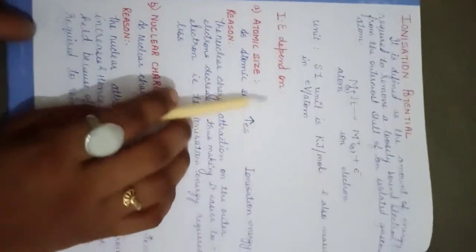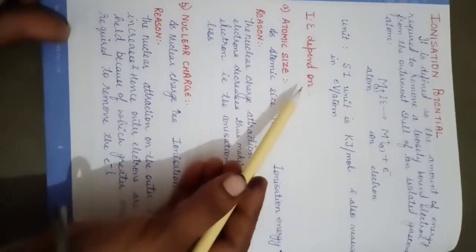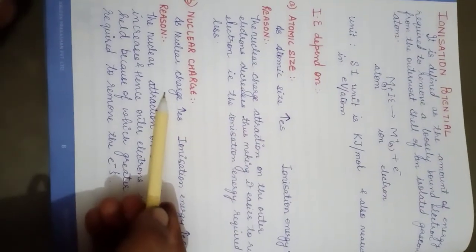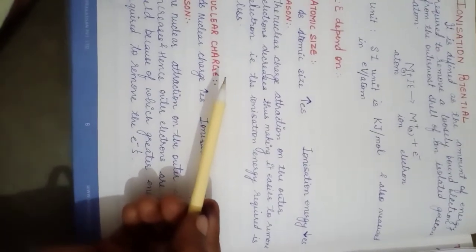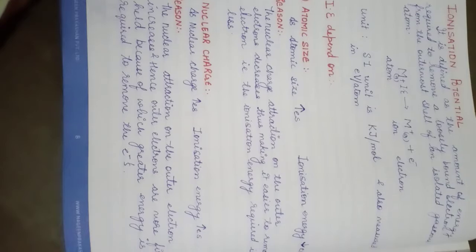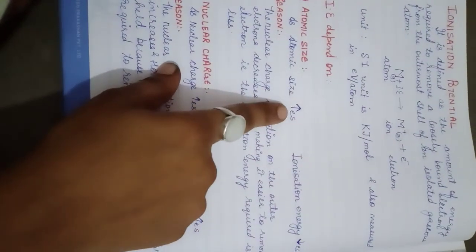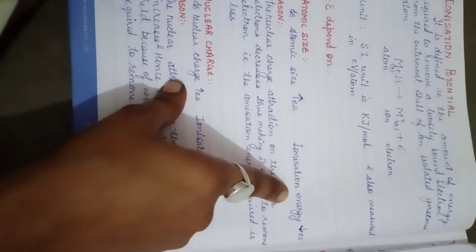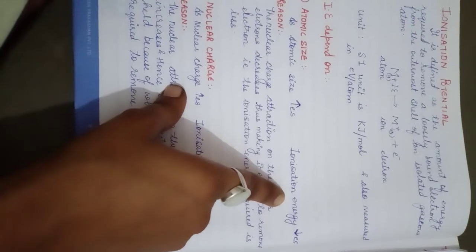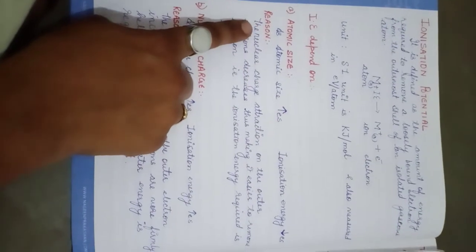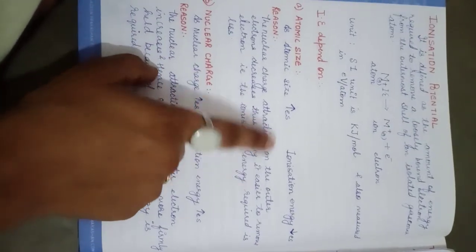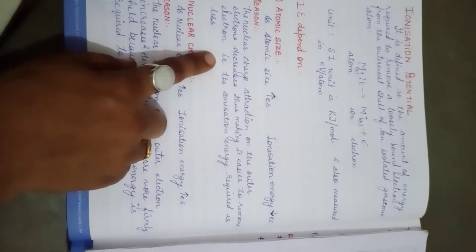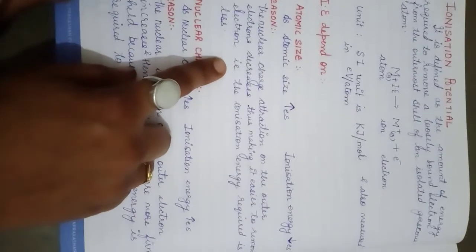Now let us see the next topic: ionization potential depends on two factors, that is atomic size as well as the nuclear charge. We have already studied what atomic size or atomic radii is. As the atomic size increases, ionization energy will decrease. That means the amount of energy required to remove the electron will be very less. The reason is that the nuclear charge attraction on the outer electrons decreases, thus making it easier to remove the electron. That is, the ionization energy required is less.